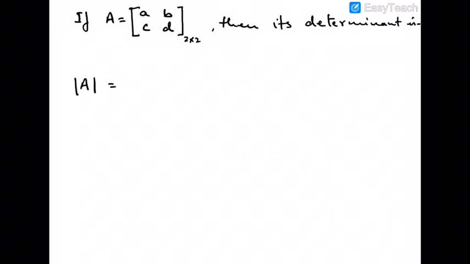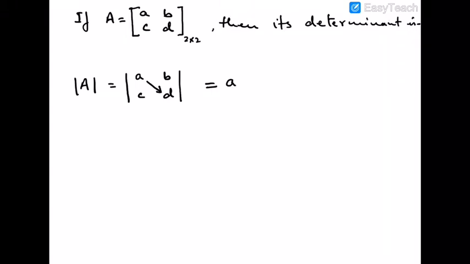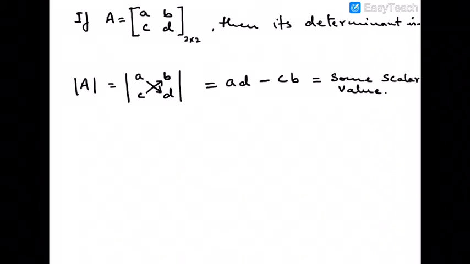Now if A be any square matrix with elements a, b, c, d of order 2 by 2, then its determinant will be determinant of A is equal to determinant of a, b, c, d. Then we cross multiply first a with d and then minus c times b, and we will get some scalar quantity here.